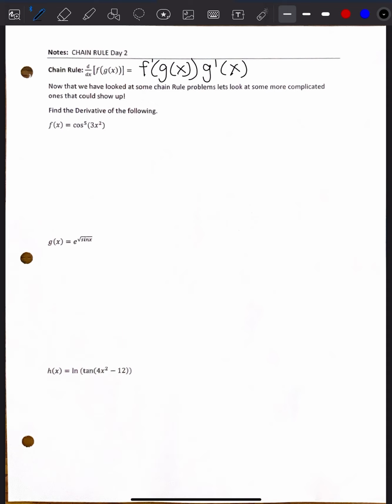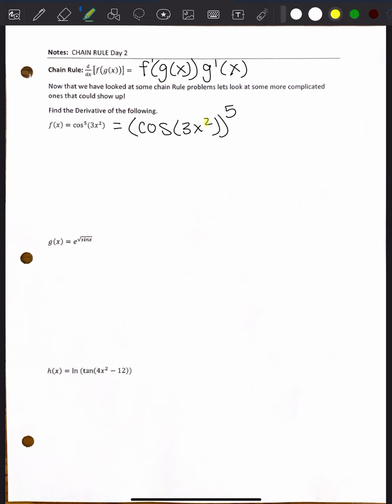So now that we've looked at some chain rule problems, let's look at ones that are a little bit more complicated. When we look at this function right here, cosine to the fifth power of 3x squared, one of the first things we can do is rewrite it. So we have cosine of 3x squared, raised to the fifth power. Looking at it this way, we can see three different values.